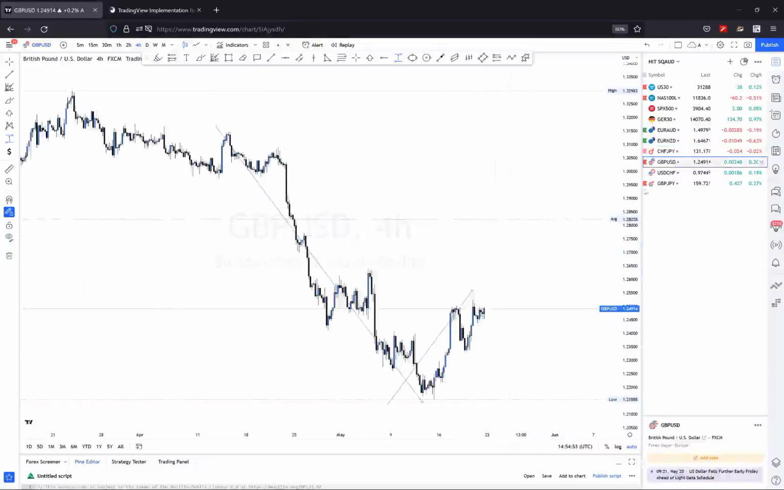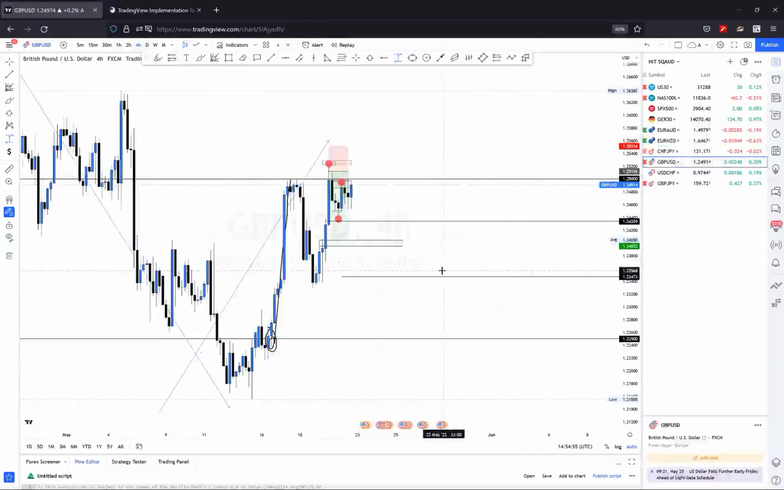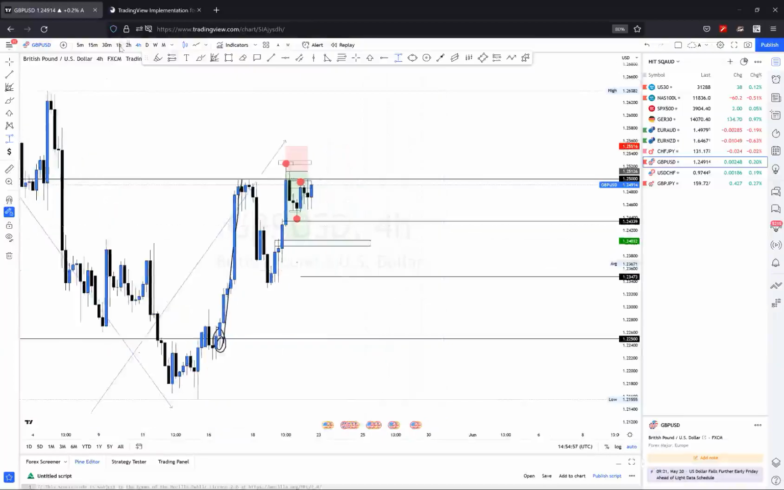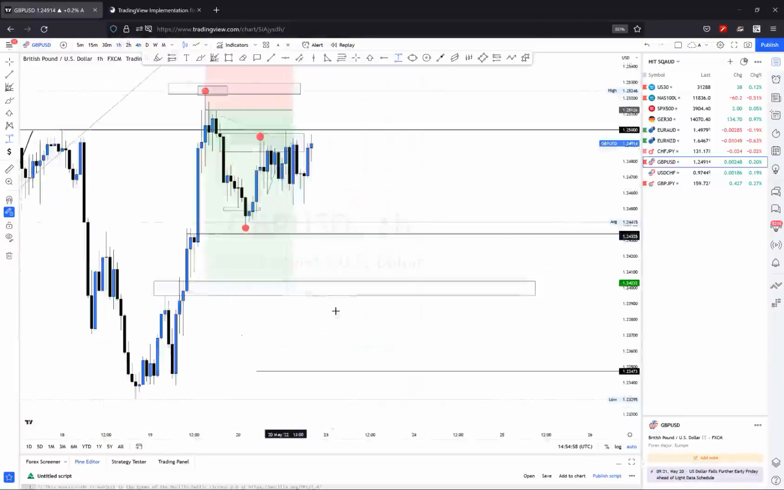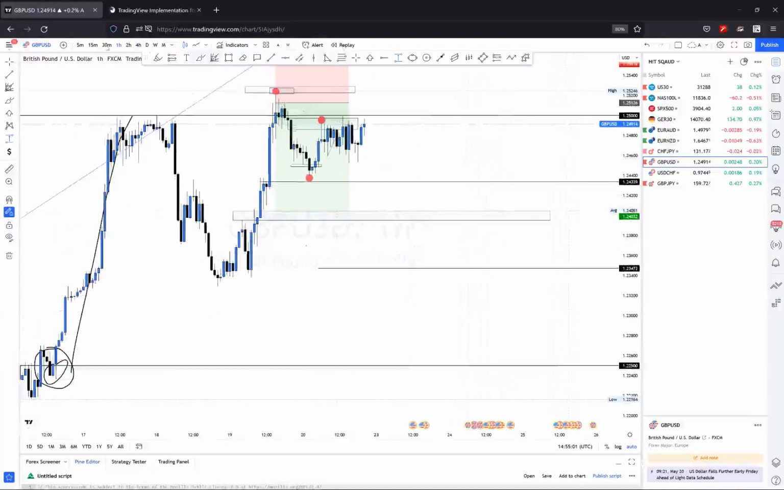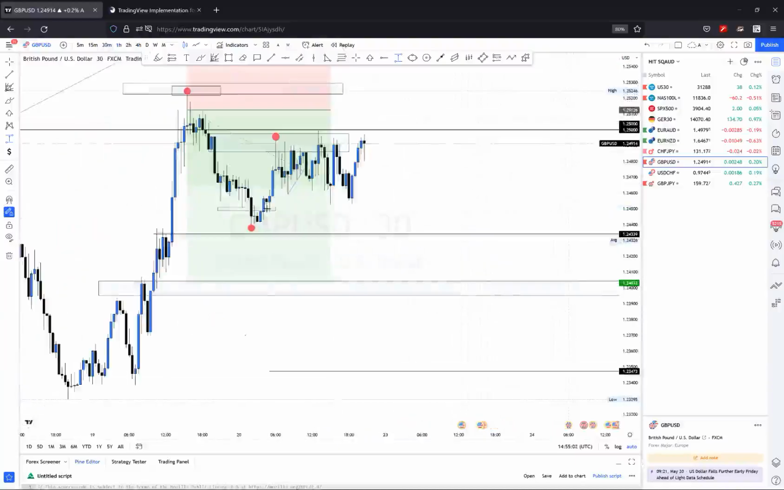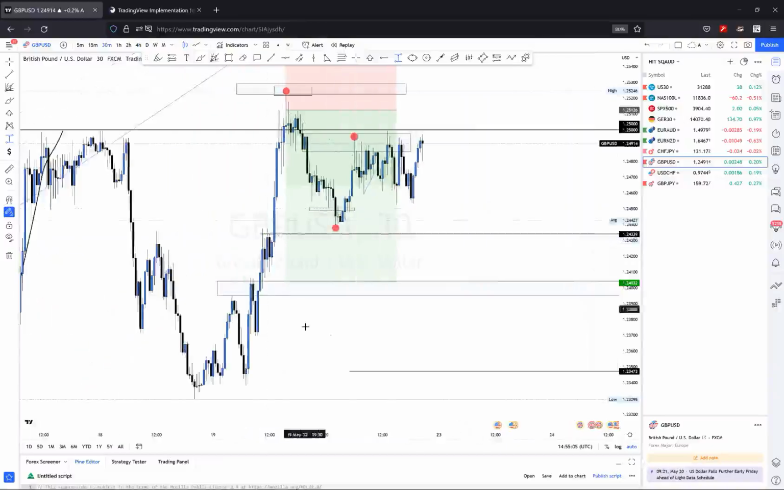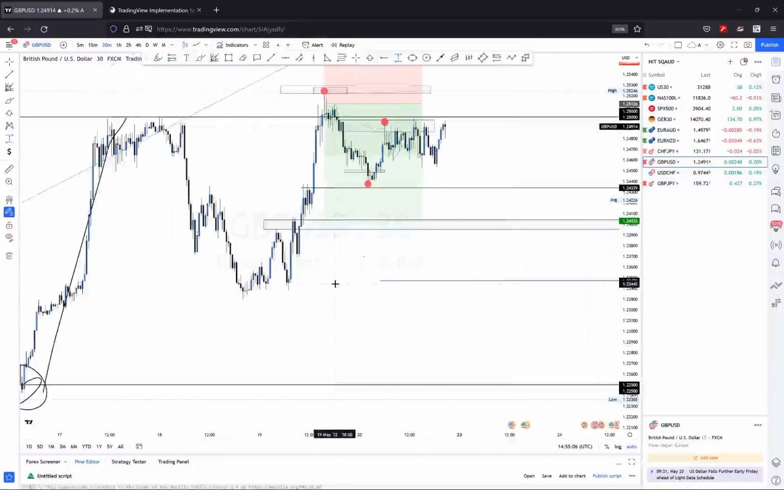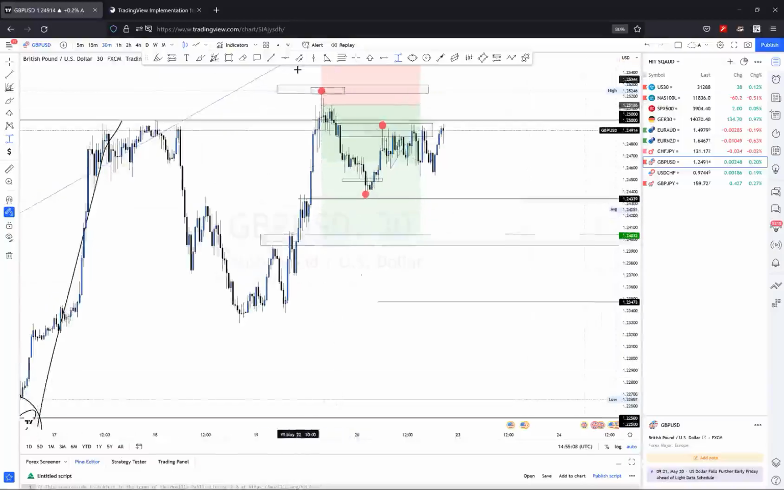And then GBP USD. So the GBP USD trade was in two phases. So this was the first trade. The first trade was here, a break of this level and a retest. So I went in here to the top.